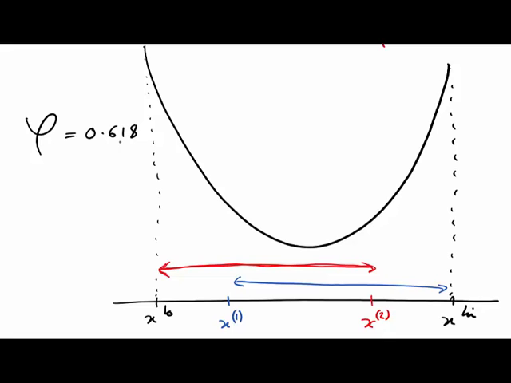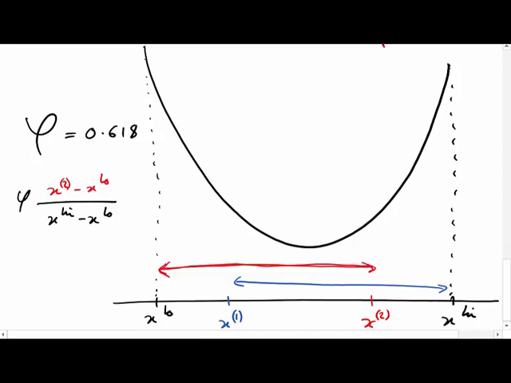So the ratio of this red distance. What is this red distance? Well, it's going to be x2 minus x low. Are you happy that that's the distance of my red distance, compared to my overall interval? In other words, x high minus x low is the distance of my overall interval. That ratio has to be phi.